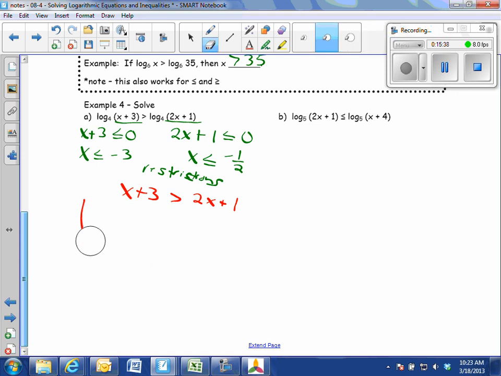Is that the last one, the answer? This restriction is all part of the answer. It's all part of our answer, but not quite yet. Not quite there yet.